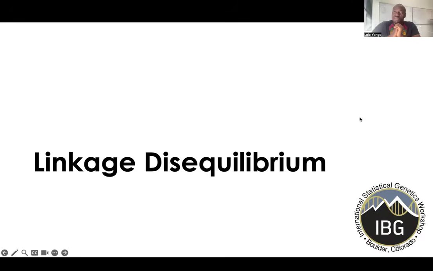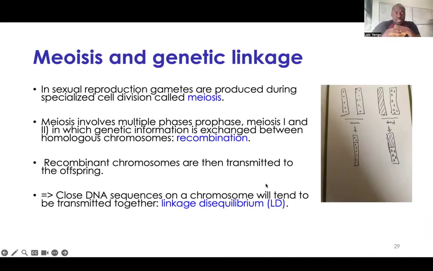Welcome back for the last part of this lecture. And this last part is about linkage disequilibrium. Again, this is a statistical concept, but it is heavily rooted in a biological phenomenon called meiosis. In sexual reproduction, gametes are produced during a specialized cell division that is called meiosis.